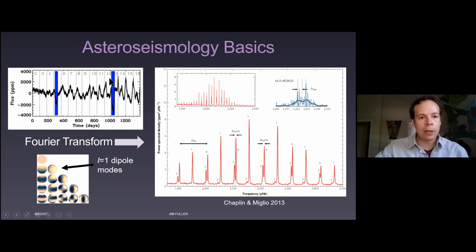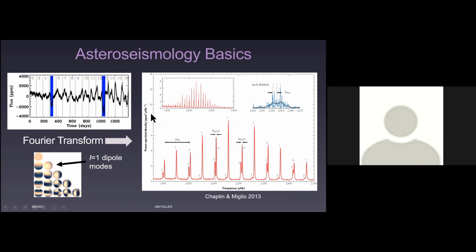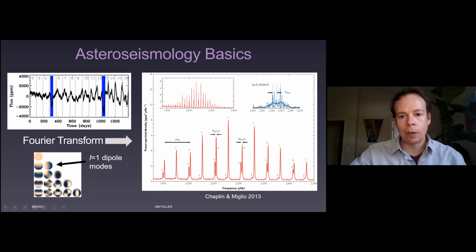So when you take a Fourier transform of a light curve like this, then what looks like noise actually breaks up into a very clean spectrum of peaks. And each one of these peaks is at a discrete frequency. Typically, those periods are of order minutes or hours for stars. And each one of these peaks corresponds to a discrete oscillation mode of the star. And that allows us to do asteroseismology.